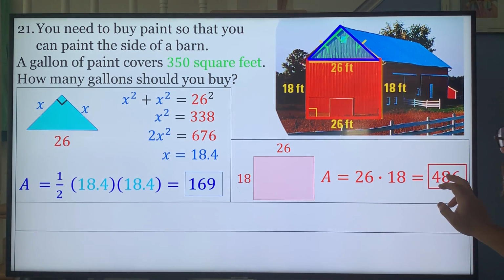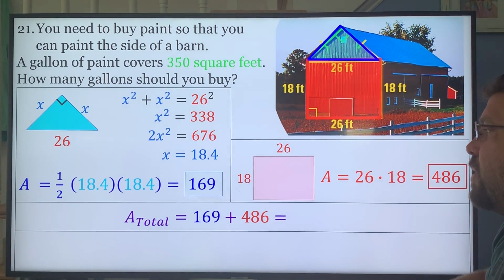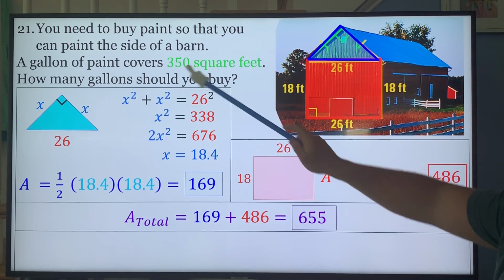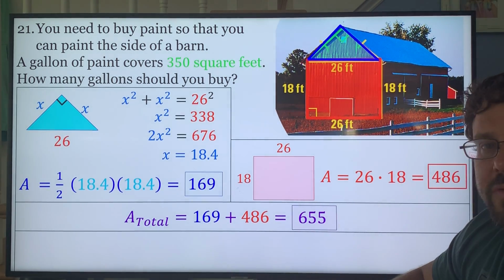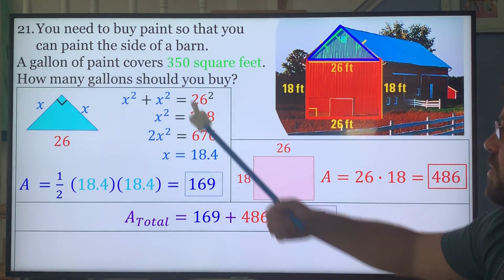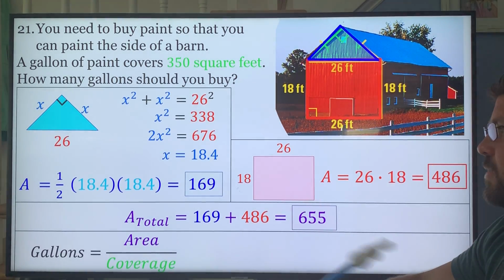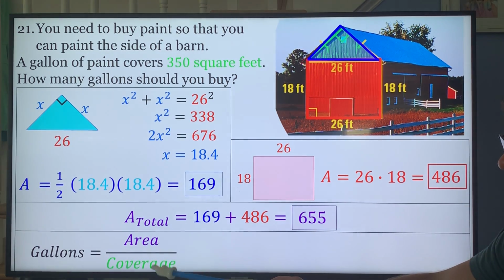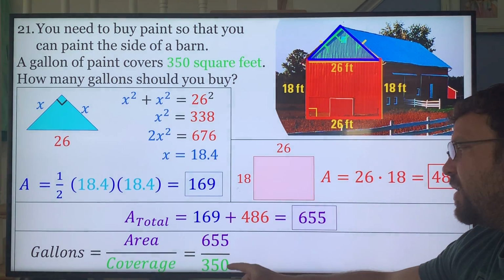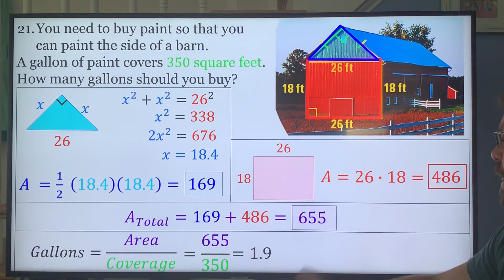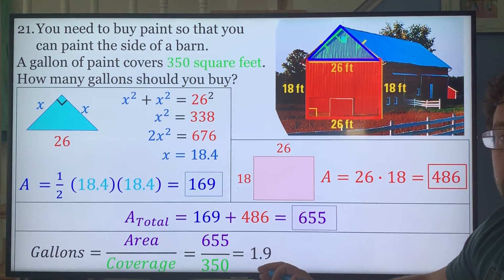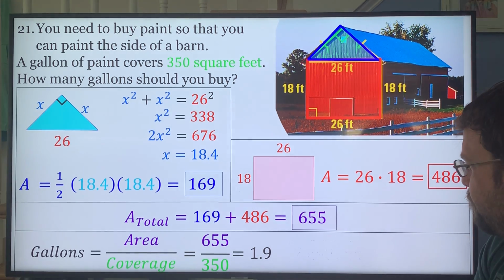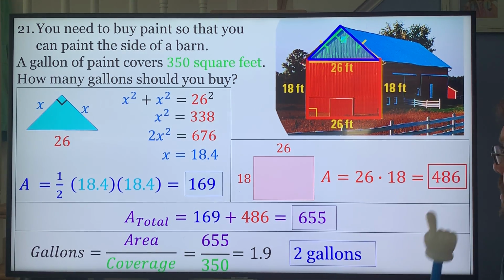What do I do with these two numbers? Because they're non-overlapping parts, you add them together, you get 655 square feet. 1 paint gallon covers 350. So what do you do with this number and the 350? If you said divide, that's good, because the gallons that you need is the area over the coverage. So 655 divided by 350 equals 1.9 gallons. So you need 1.9 cans of paint, right? Nope. You need 2 gallons.